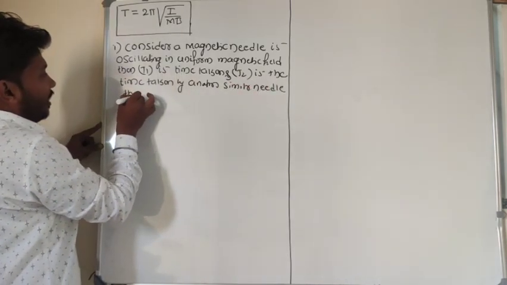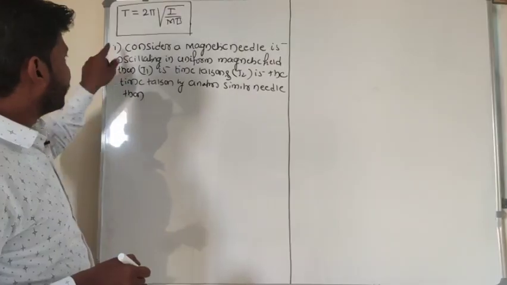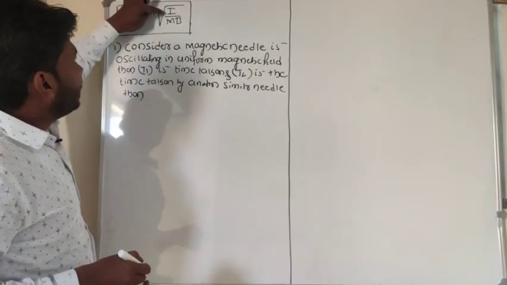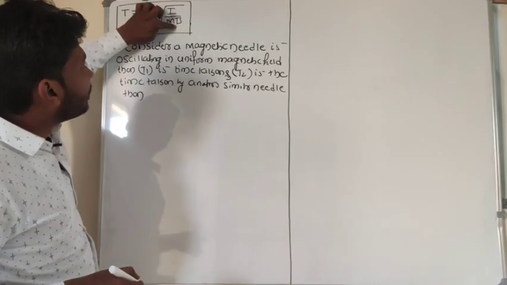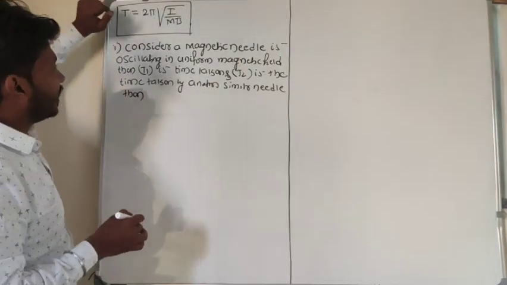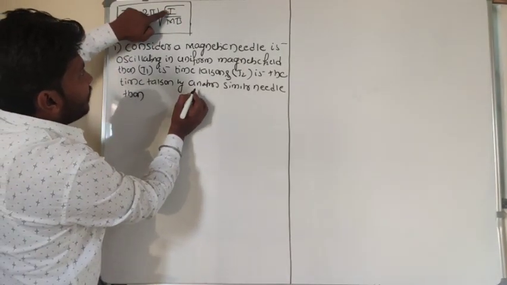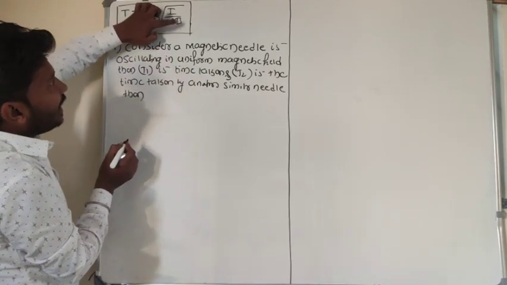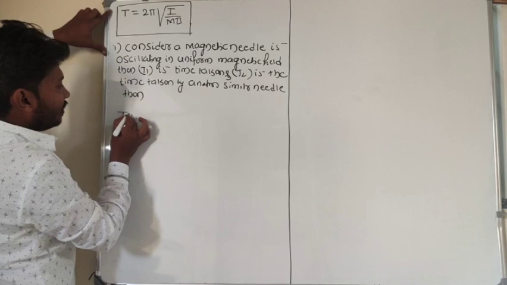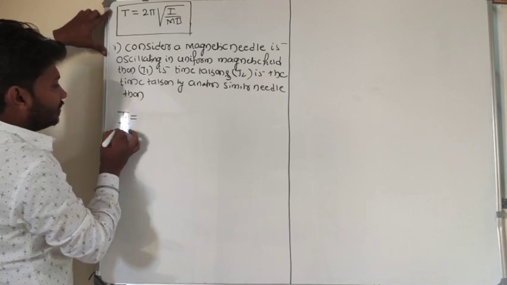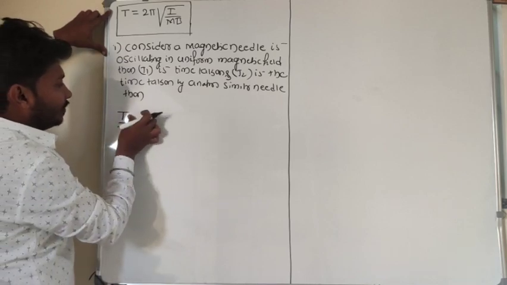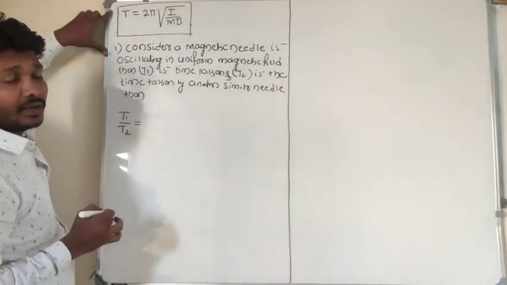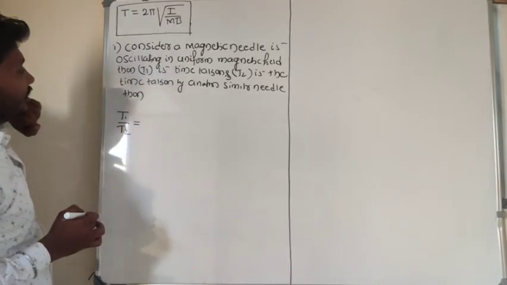I said similar needle means the moment of inertia and magnetic field will be the same. Look at here, similar magnetic needle I will consider and it is oscillating in the same magnetic field. Then here I and B will be the same. Then I will take the t1 by t2 ratio here. I have to take the ratio.